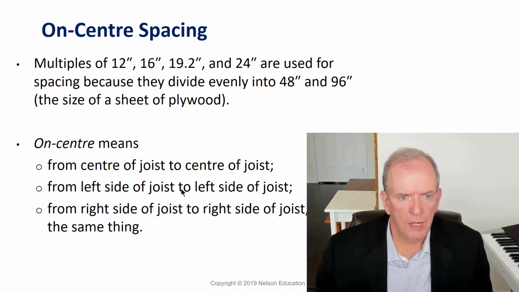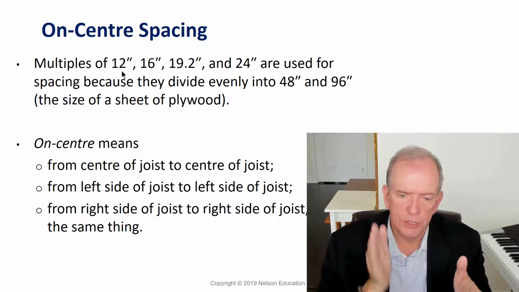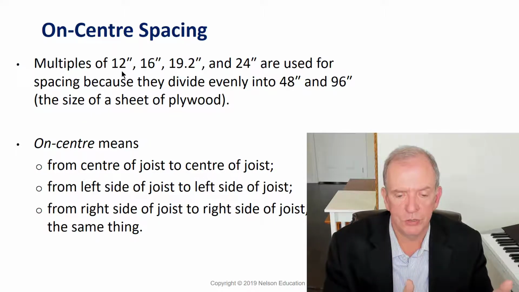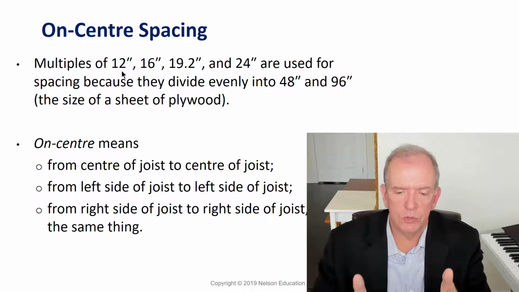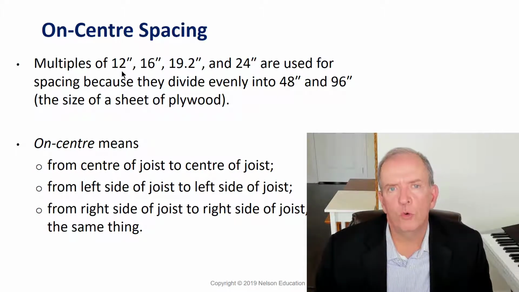So all of these points are on-center spacing. That means from the center of joist to center of joist is 12 inches. Well, that's the same as saying from this edge of the joist to this edge of the joist is 12 inches. From that edge of the joist to that edge of the joist is 12 inches. But we usually say OC as an abbreviation on drawings, for on center.